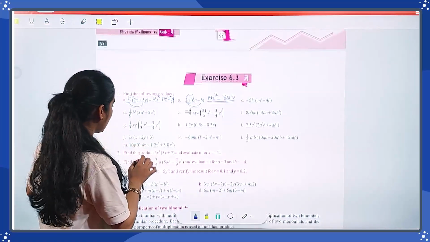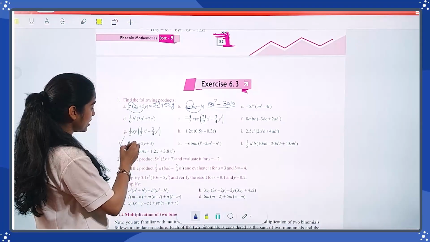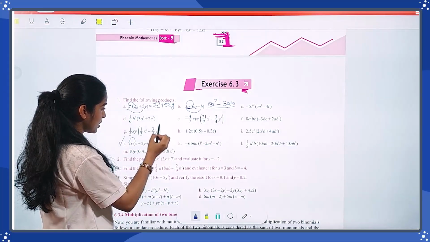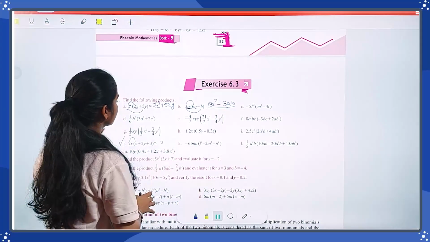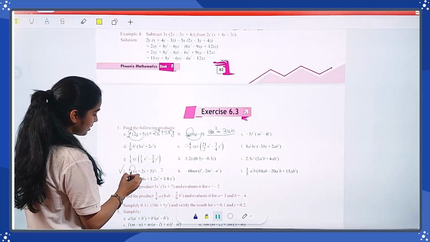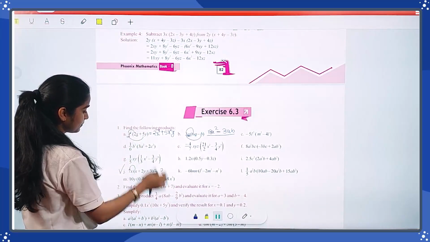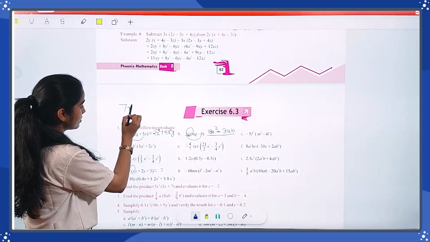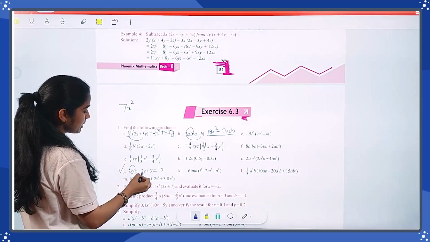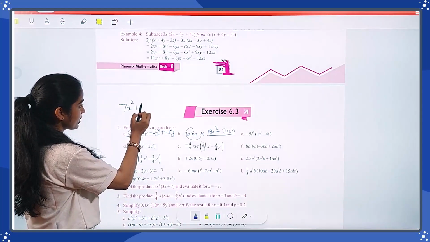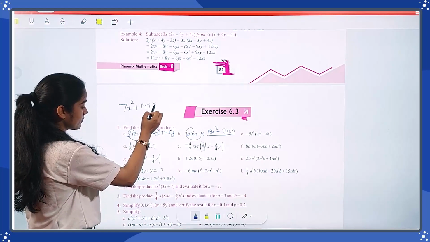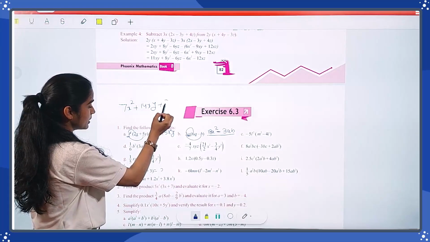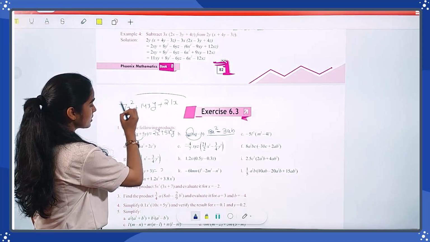Find the product. Okay, I'll solve this question for you with the trinomial. 7x multiplied by x is 7x square. x we have 2, 1 and 2, so x square. Now 7x multiplied by plus 2y, which means plus 7 2s are 14xy. Next we have 7x multiplied by 3, which means 7 3s are 21 and only x. So this is your final answer.